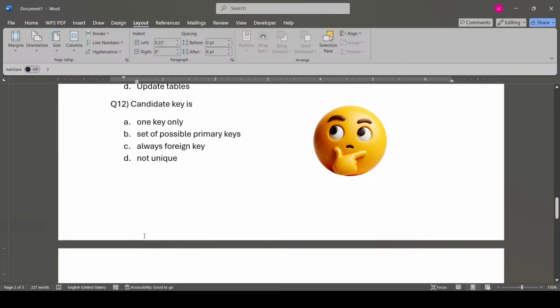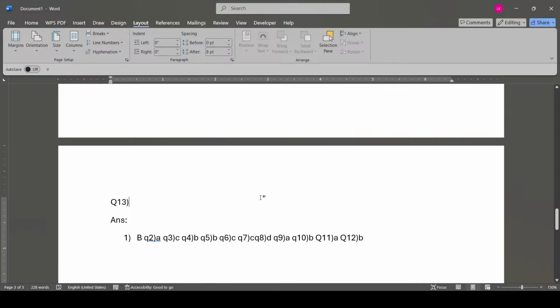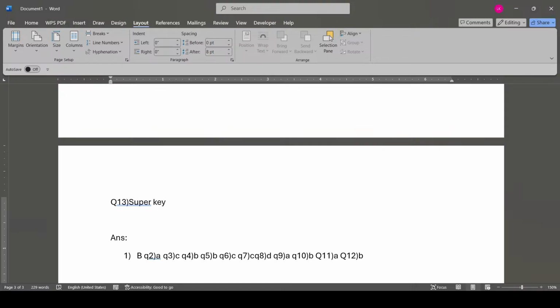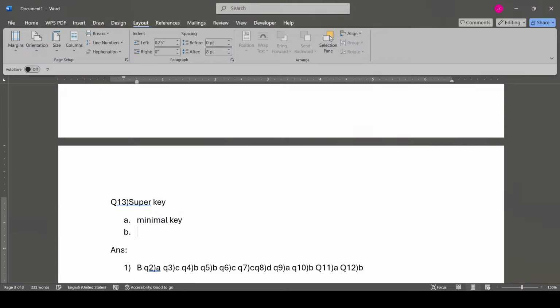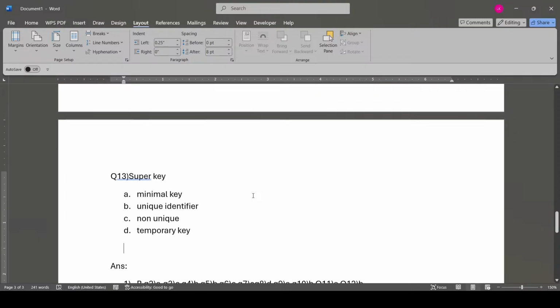Now we are going over the next question here, question number 13. What is a super key? First is minimal key. When you talk about the super key, the options are minimal, unique, non-unique, temporary key.